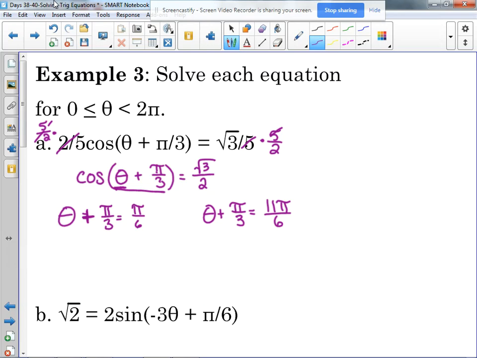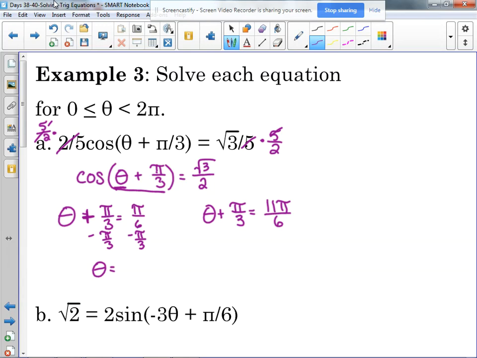Okay, so we temporarily ignored what was in the parentheses. We just got the answer. Where is cosine equal to the square root of 3 over 2? That's at pi over 6 and 11 pi over 6. But it wasn't just theta anymore. It's theta plus pi over 3. Our whole goal is we've got to solve for theta. Now we've got to get theta by itself. Now we can subtract that pi over 3.